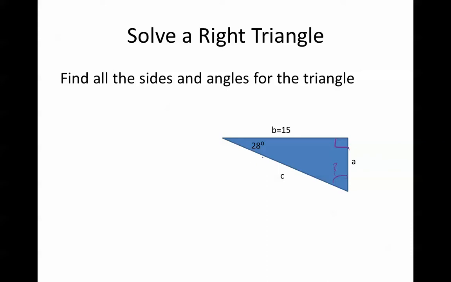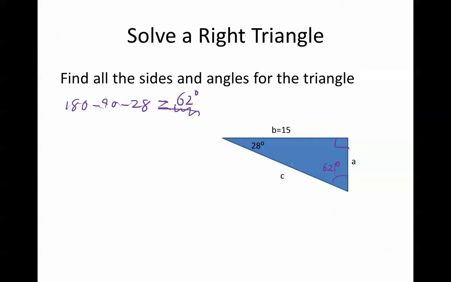Okay, so let's do the angle first, right? Remember, the interior angles of a triangle are going to equal 180. So I know that if I take 180 minus 90 minus 28, I'm going to get this last angle. So 180 minus 90 minus 28. Well, 180 minus 90 is 90. 90 minus 28 makes 62. So that is a 62 degree angle right there.